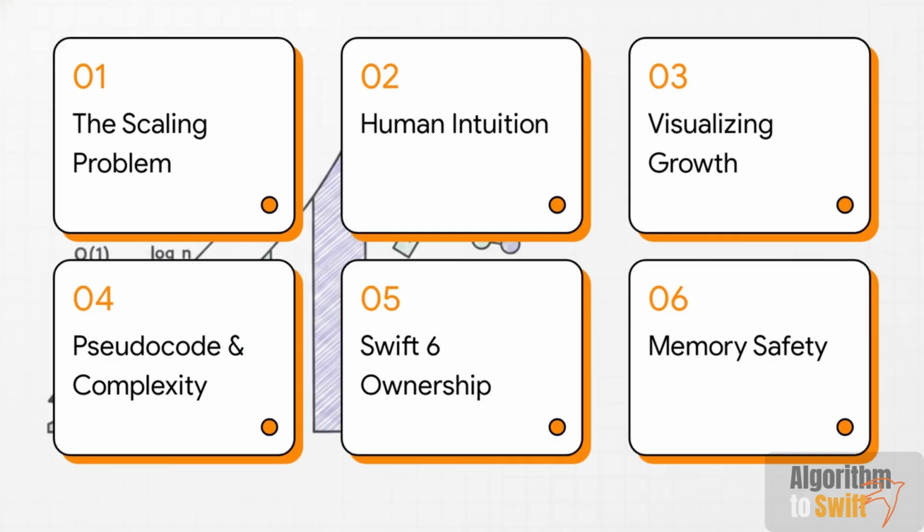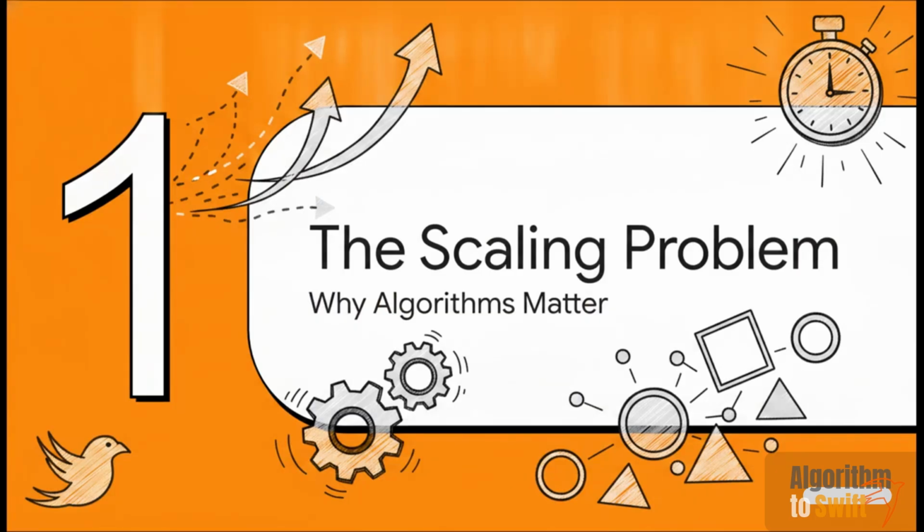Real quick, here's our roadmap for today. We'll hit the scaling problem, human intuition, visualizing growth, pseudocode and complexity, Swift 6 ownership, and finish up with memory safety. Section 1. The scaling problem.